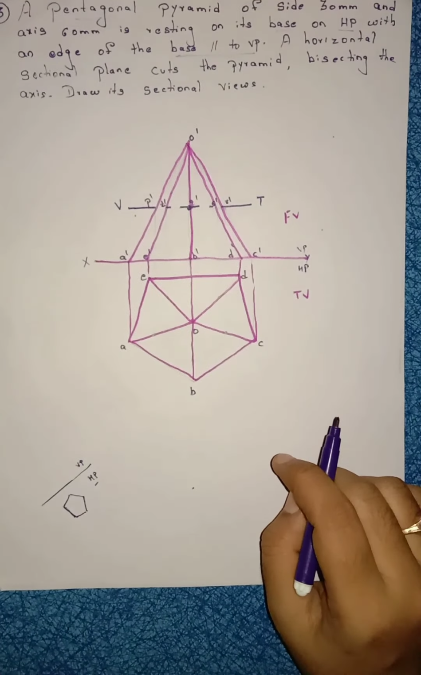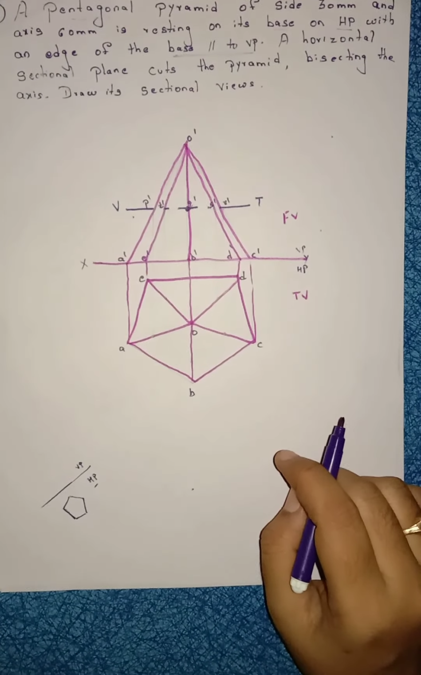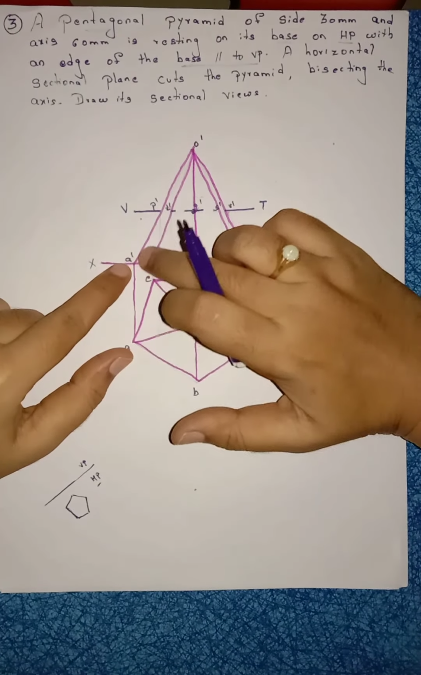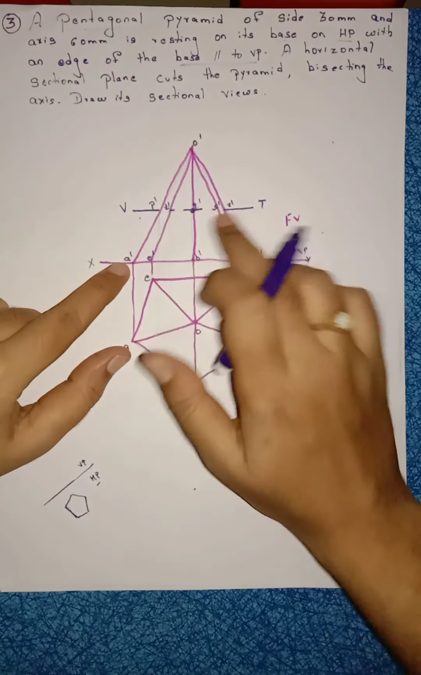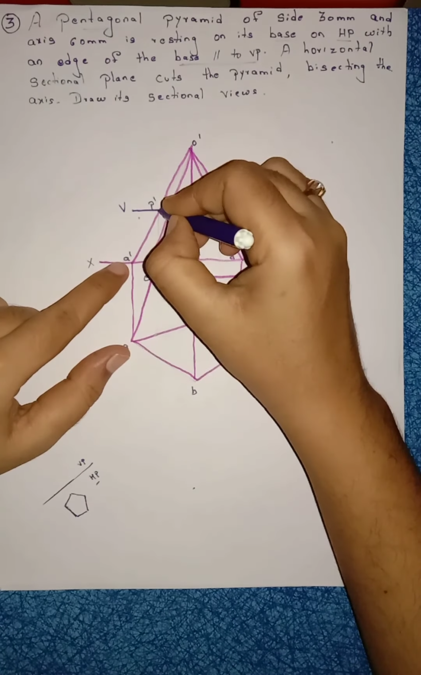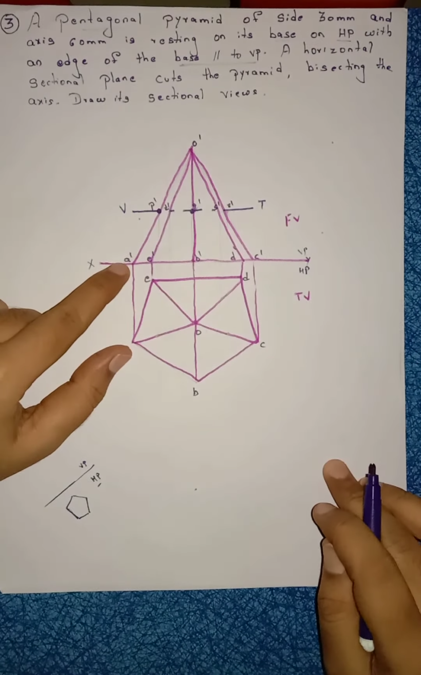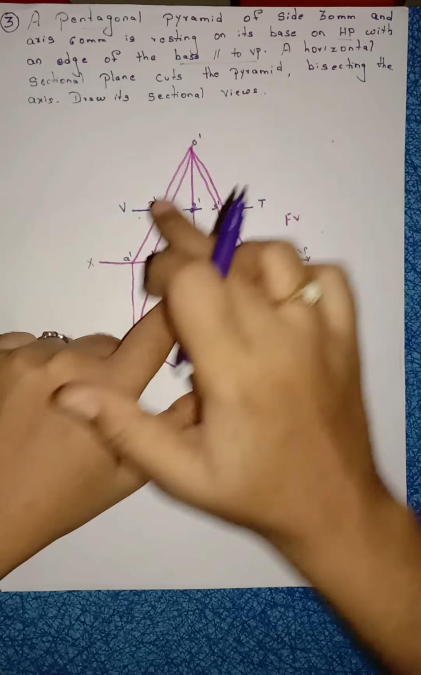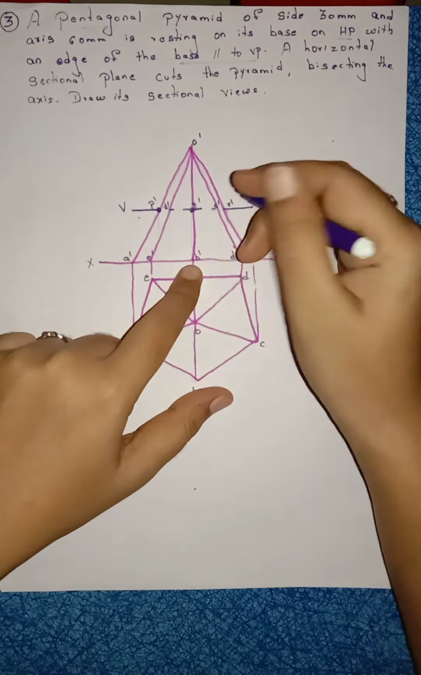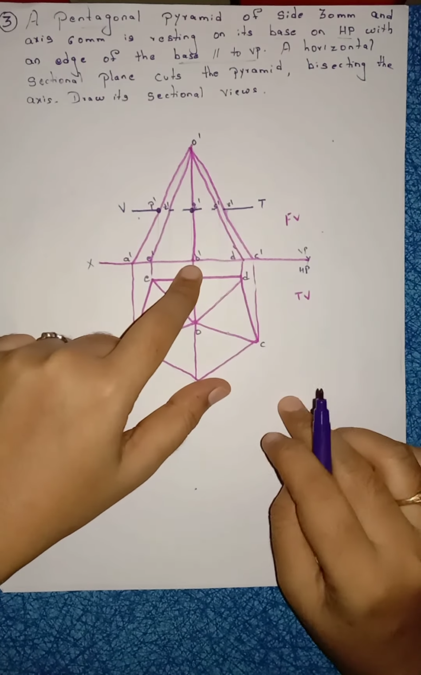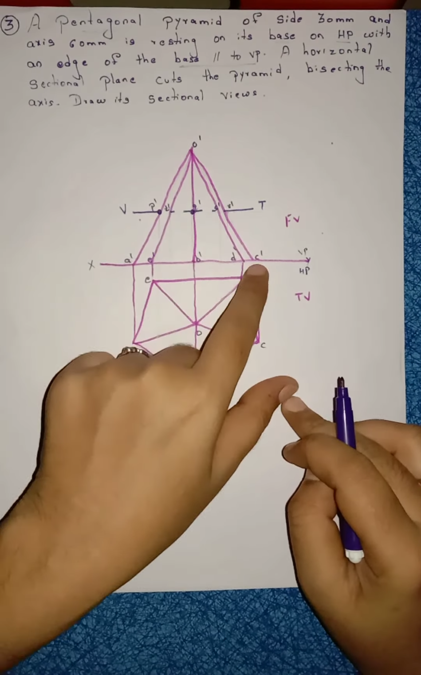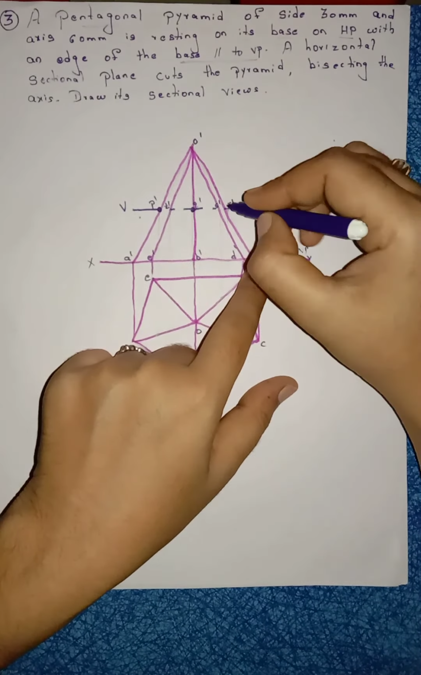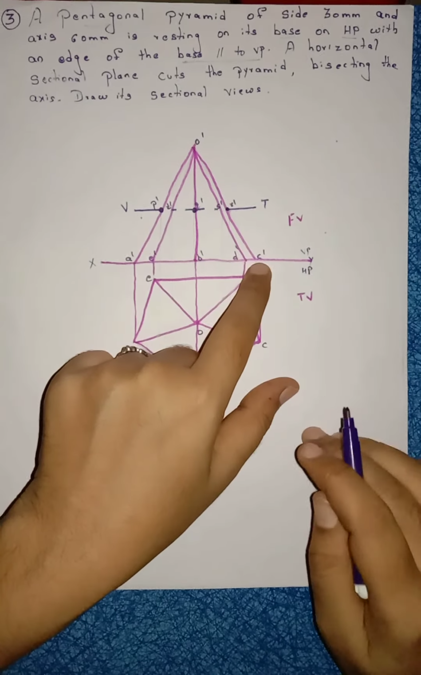After drawing the sectional plane, you have to mark the points. This is A dash. This is the first base. This is the sectional plane. Coincidence point is P dash. Then next, this is B. This is the base, this is the sectional plane. Coincidence point is Q dash. Then next, this is C dash. This is one face, this is the sectional plane. Coincidence point is R dash.